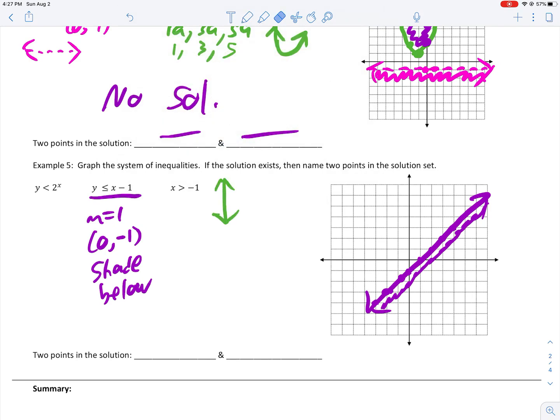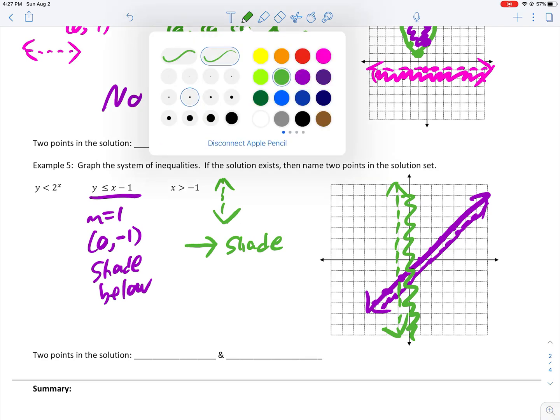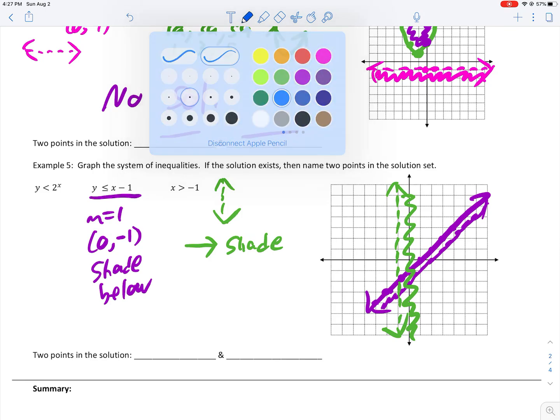Okay, x is greater than -1, so that's going to be a vertical line. Oops, it's going to be a dashed vertical line at -1. And where are the points greater than? That's going to be to the right. Okay, so far we do have an overlapping region. We'll see about the exponential now.